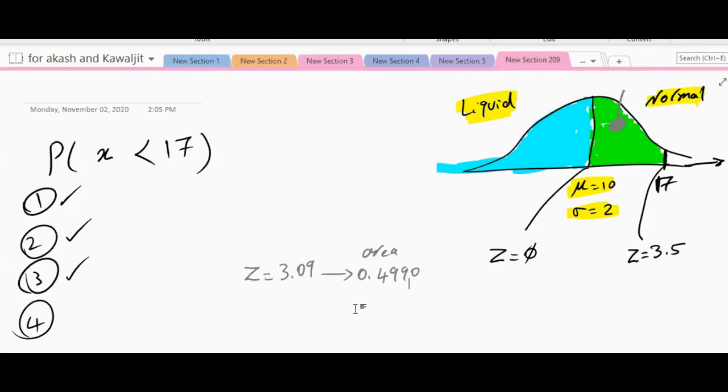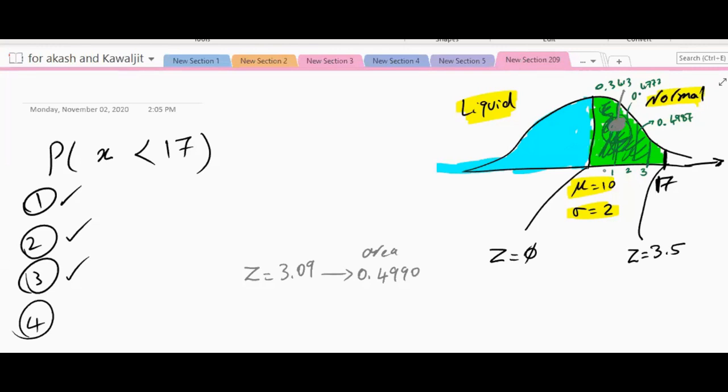So as we go far from the mean, the chance is increasing. I'll show you here. The chance between mean and one standard deviation was 0.3413. The chance between mean and two standard deviations was 0.4772. The chance between mean and three standard deviations was 0.4987. So it goes from 0.34 to 0.47 to 0.49. The chance is increasing. What is the chance of something between mean and 3.09 standard deviations? 0.4990. Yes.